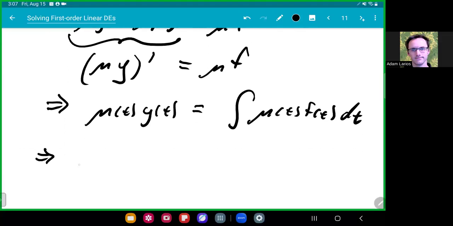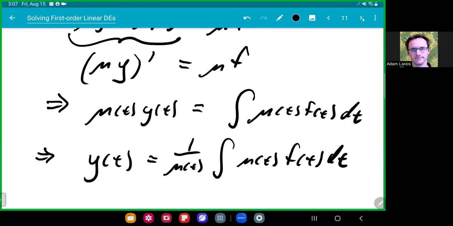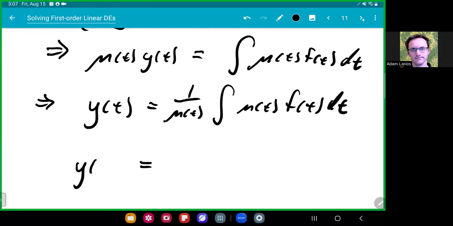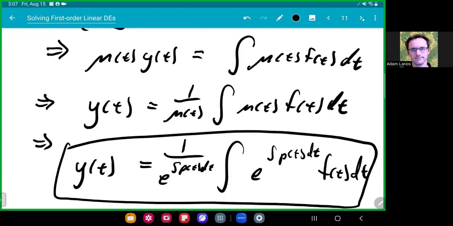And so the general solution to this kind of equation is y of t is 1 over mu of t times the integral of mu of t, f of t. Or if you want to write down what mu actually is, this is 1 over e to the integral of p of t dt, times the integral of e to the integral of p of t dt, times f of t dt. That's our general solution to this first order equation. So we've solved a whole class of equations, at least up to an integral.